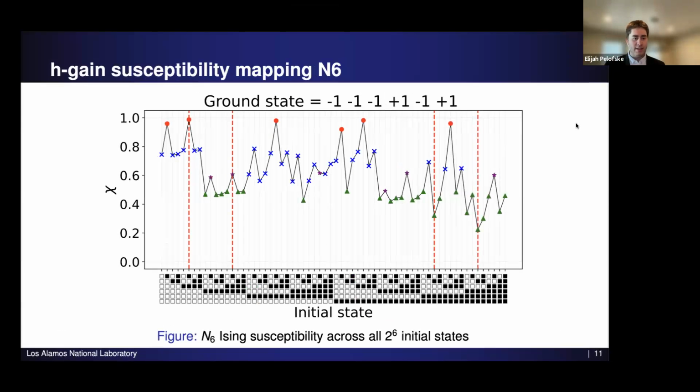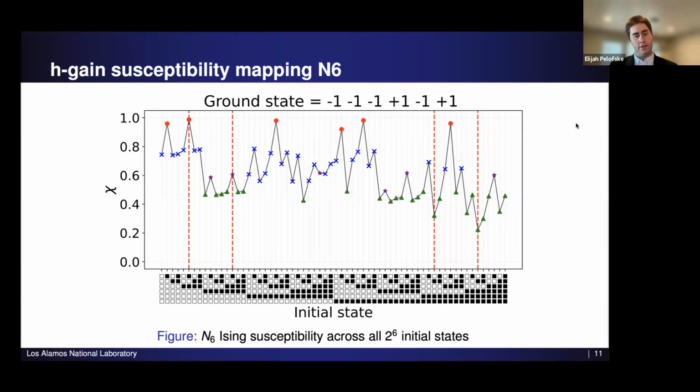Another way that we can plot this is, here the x-axis is encoding what the exact states are of all of these vectors, all right? And then on the y-axis, we're plotting chi, right? This is basically saying, okay, how difficult was it to push our state, starting from our initial state, into our ground state.